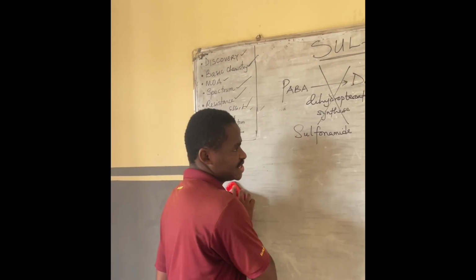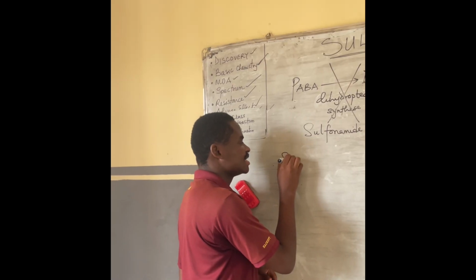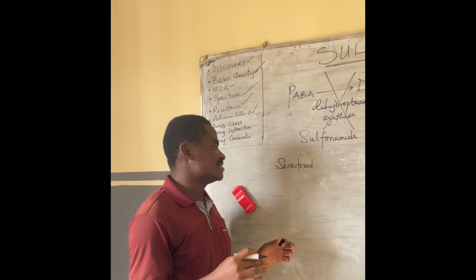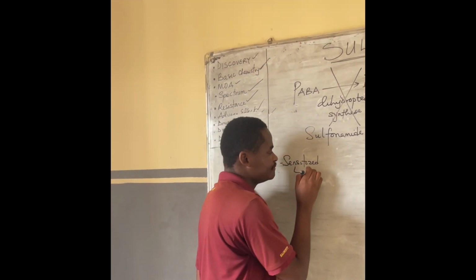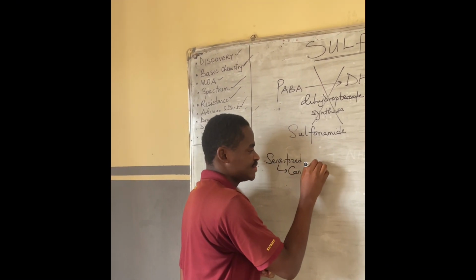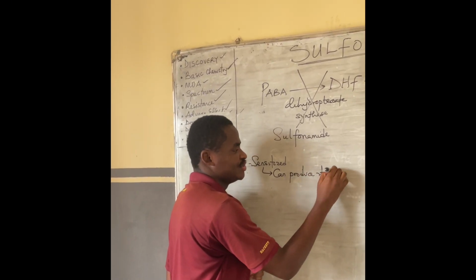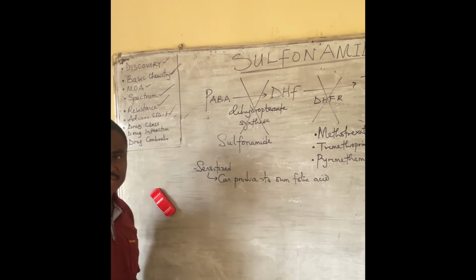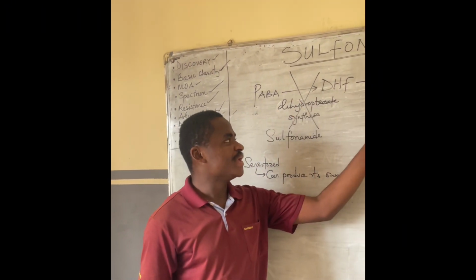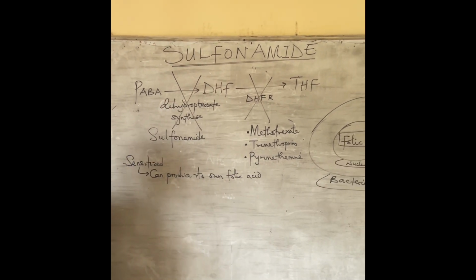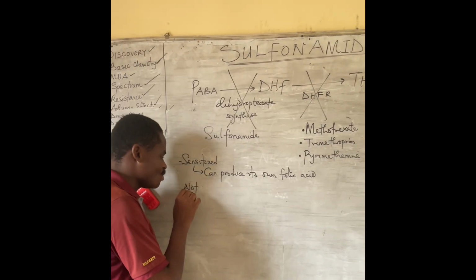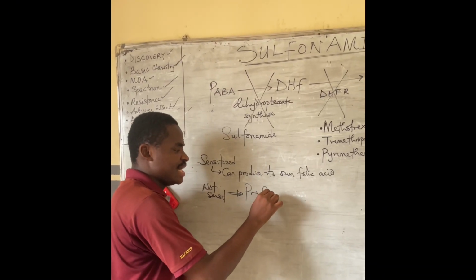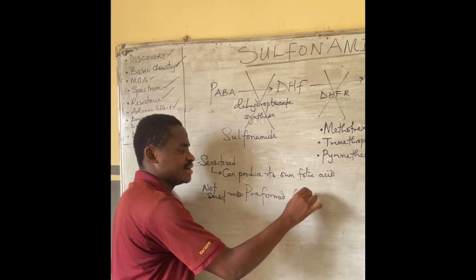Now, I want to say something about sensitized bacteria and bacteria that are not sensitized. When we say some bacteria are sensitized, it means that such a bacteria can produce its own folic acid. So if a particular bacteria can produce its own folic acid, it means that it will follow through this pattern, and it means it can be inhibited. But those bacteria that are not sensitized, what happens to these bacteria? These are bacteria that use preformed folic acid.